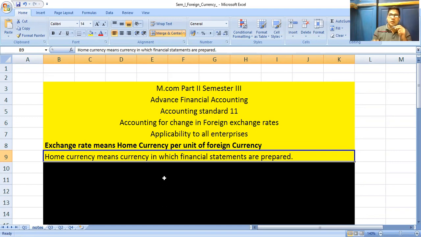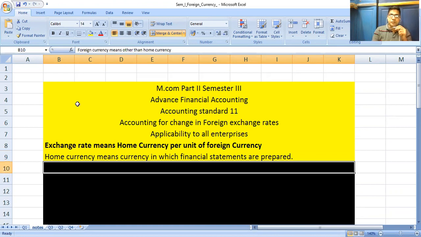If you are doing business in Japan and you are preparing the financial statements, meaning the final accounts, which currency do you have to use for showing the financial statements? That is yen. It means the home currency is yen. So I hope you understood. The home currency means the currency in which financial statements are prepared.